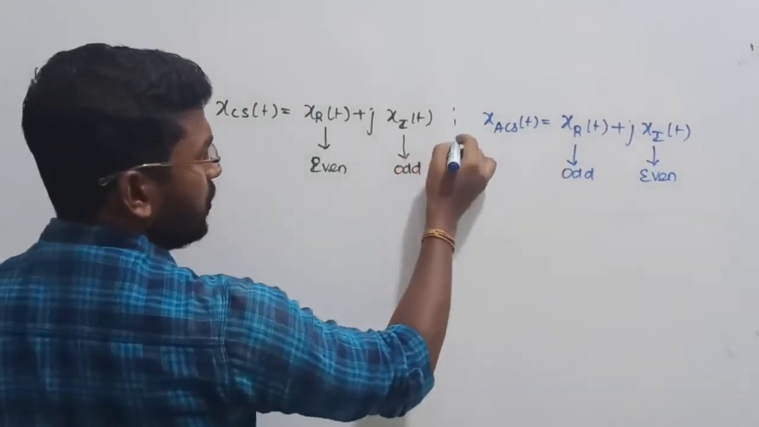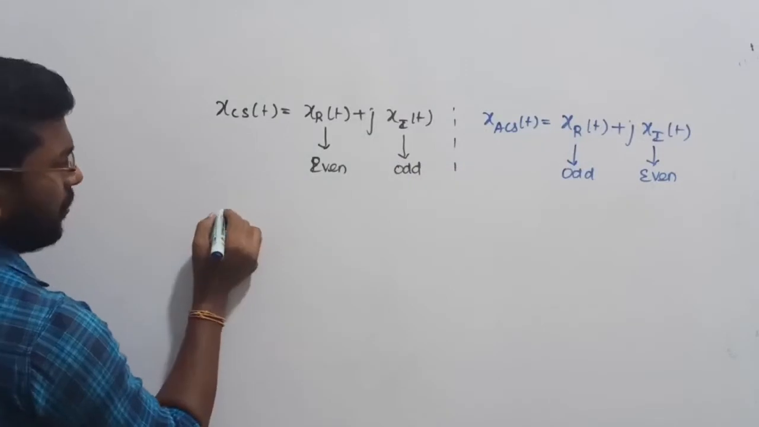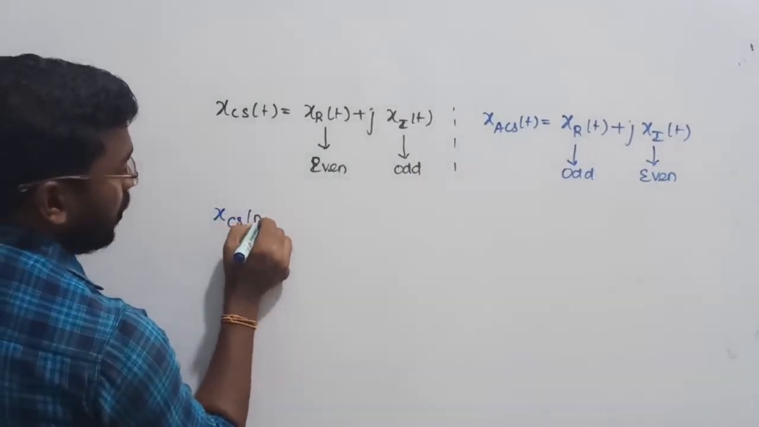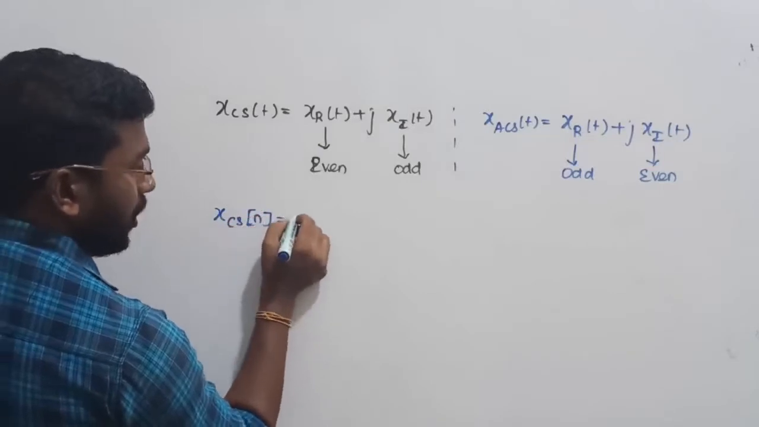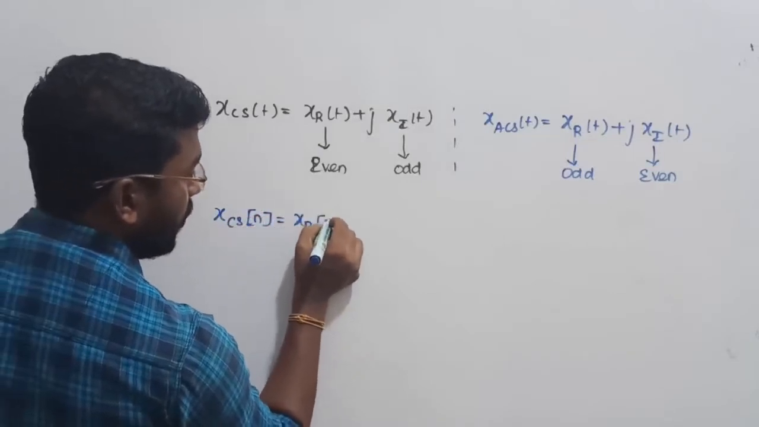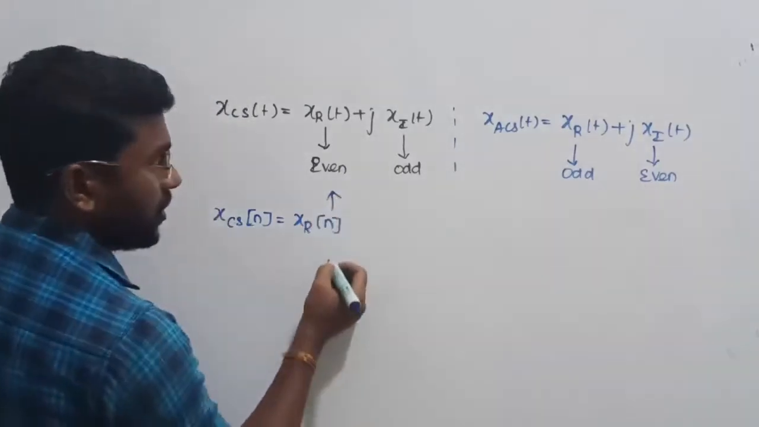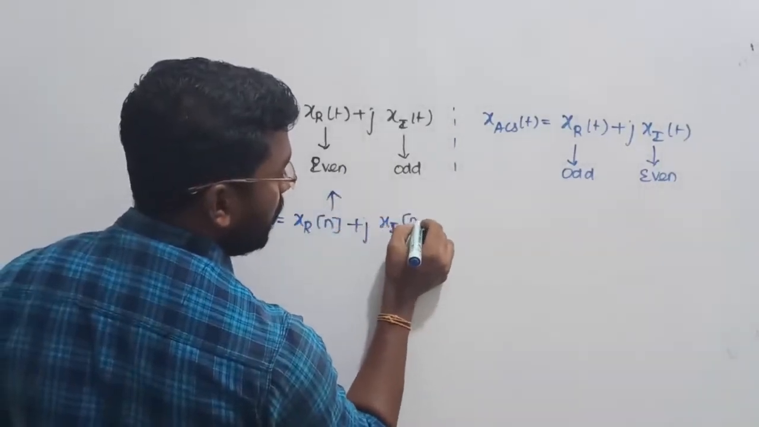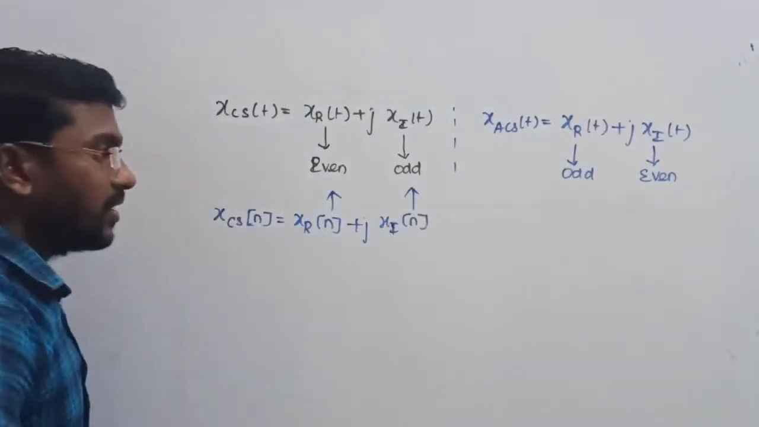Just remember it. This is the relation, and the same relation is valid for the discrete domain also. In the discrete domain, for a conjugate symmetric signal, the real part of the discrete domain signal is always an even function, whereas the imaginary part of the discrete domain signal is always an odd function.